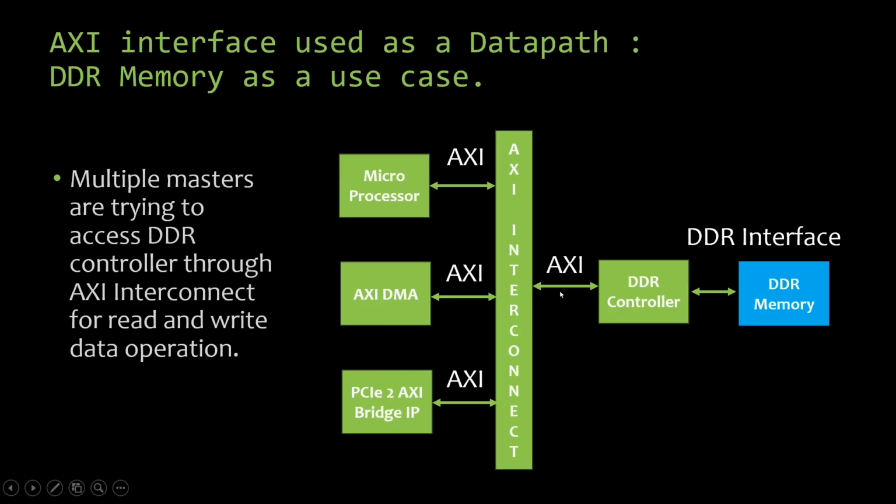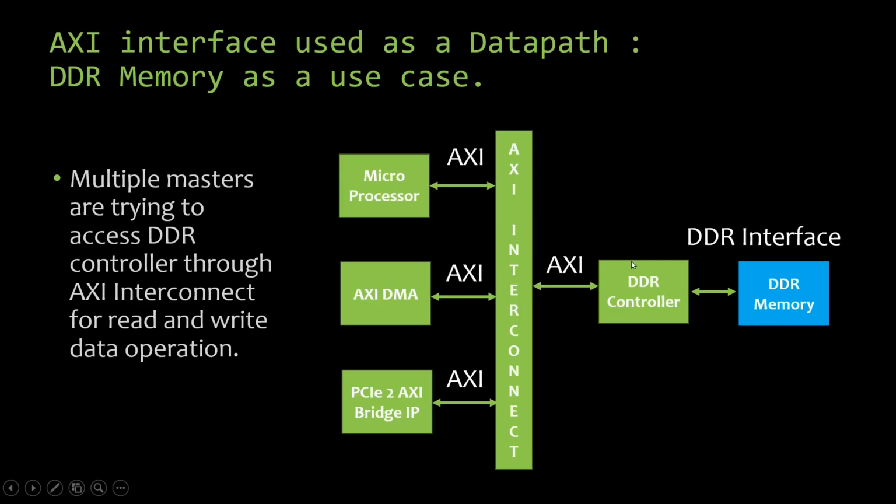And for this AXI interconnect, just as an example, I am considering 3 masters: microprocessor, AXI DMA, and PCI to AXI bridge IP. So any of the masters can read and write into this DDR memory through this AXI interconnect. And it is the responsibility of the AXI interconnect how to handle requests coming from all these 3 masters, which we are not going to discuss in this video. But one thing is clear, any of the masters can write data into this DDR controller, and that data will finally be written to the DDR memory. Similarly, any master can read data from the DDR memory through this DDR controller.